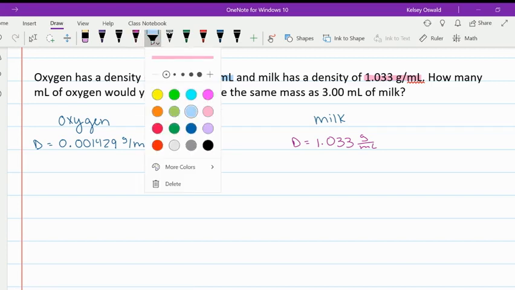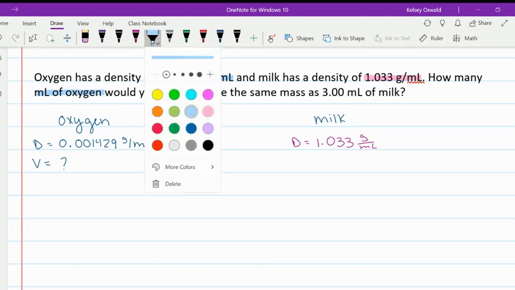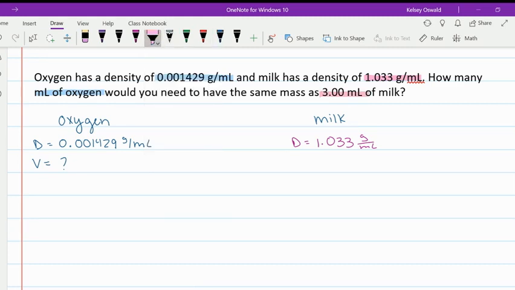So our end goal is to figure out how many milliliters of oxygen. So we want to find out what volume of oxygen do we need to have the same mass as 3 milliliters of milk. So if we look at this, it tells me my volume of my milk at 3.00 milliliters. So my end goal is to find out what volume of oxygen we would need to have the same mass as 3 milliliters of milk.